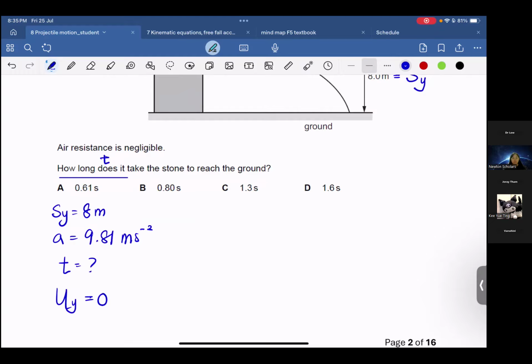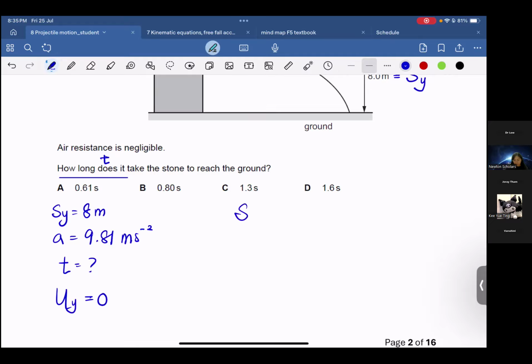What formula can you use? You know this formula, you know this information. We cannot use horizontal because we don't know the horizontal distance. Although I know the horizontal velocity, I don't know the distance, so I also cannot use the formula. So we cannot consider horizontal, then we consider the vertical part. Correct, answer is C.